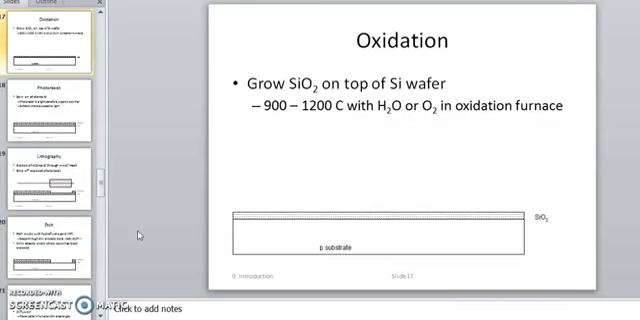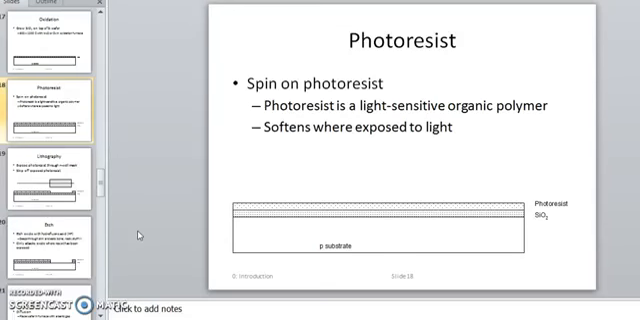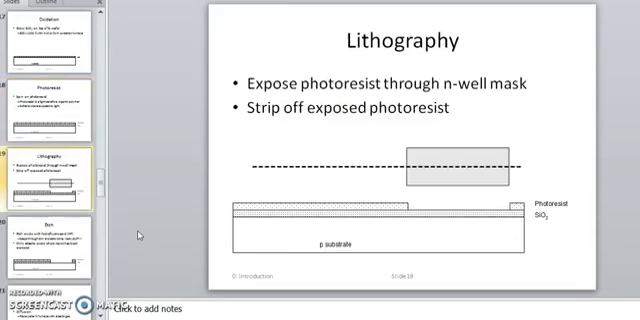Oxidation means the P substrate will be oxidized using oxygen or H2. It means growing an SiO2 layer on the P substrate at 900 to 1200 degrees centigrade. Next is photoresist. Photoresist means the SiO2 layer is covered with a light-sensitive material. We use a polymer for that, which softens where it is exposed to light.